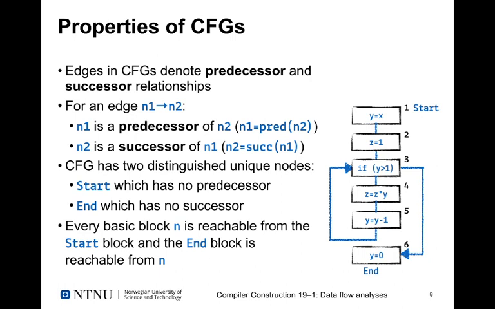So we do a bit of simplification here. For general control flow graphs, we might have situations where the end block is not reachable because we have something like an infinite loop. Here we assume that every basic block we have in our control flow graph is actually reachable from our start block. And the other way around, the end block is also reachable from any block inside of our control flow graph.